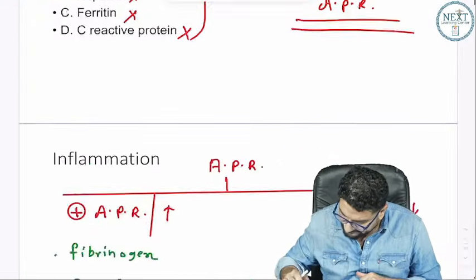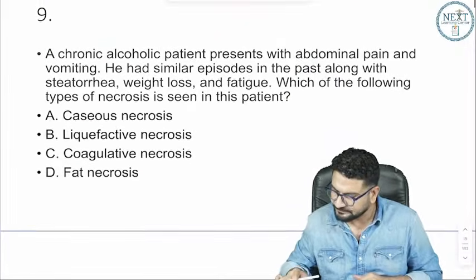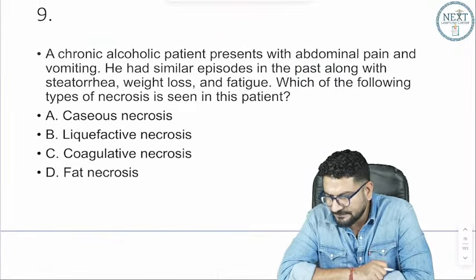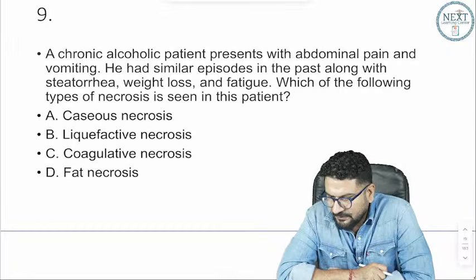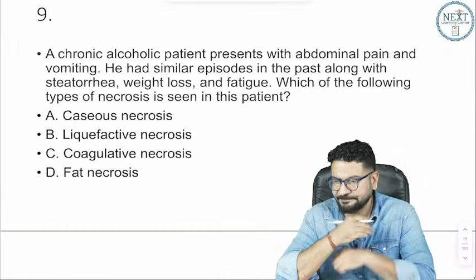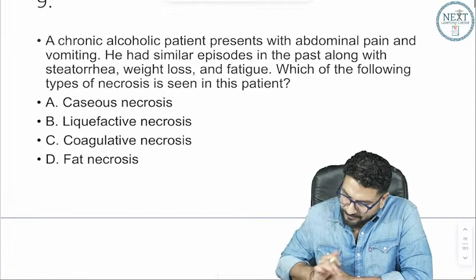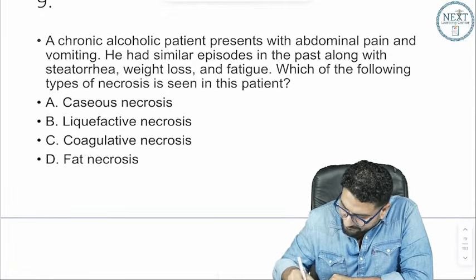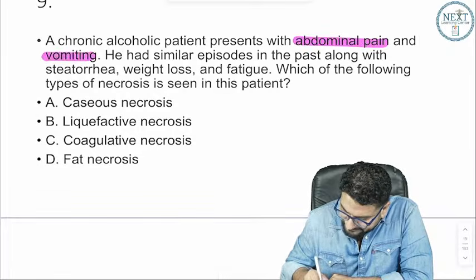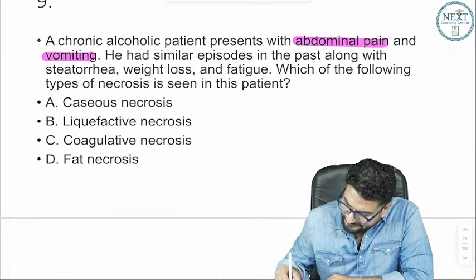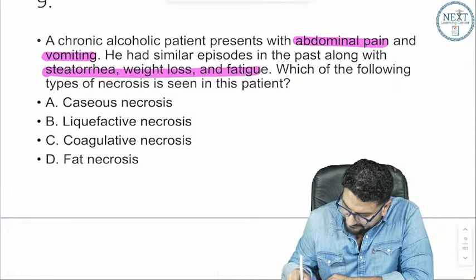Okay, next question I am showing you, and I guess you will make a mistake in this. So try to answer this. Ritesh, Shefali, try to answer. A chronic alcoholic patient presents with abdominal pain and vomiting. He had a similar episode in the past along with steatorrhea, weight loss and fatigue.